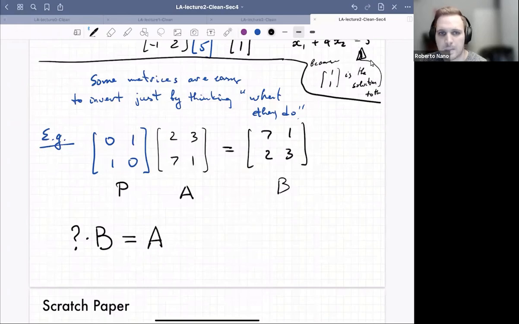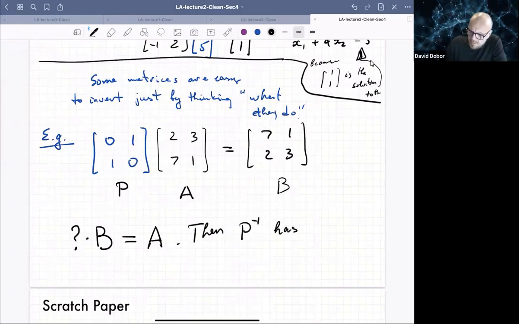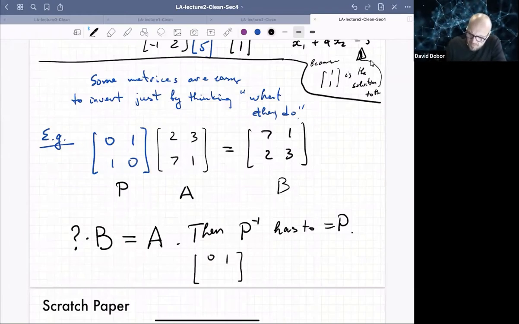So does it stand to intuition that the inverse of P has to equal P, right? Because I applied P to some matrix, it flipped the rows. When I applied that P to the matrix that came out on the other side, I flipped the rows again. So I had to get back to the original matrix. So P inverse must be itself. Let's check. 0, 1, 1, 0, multiply 0, 1, 1, 0.